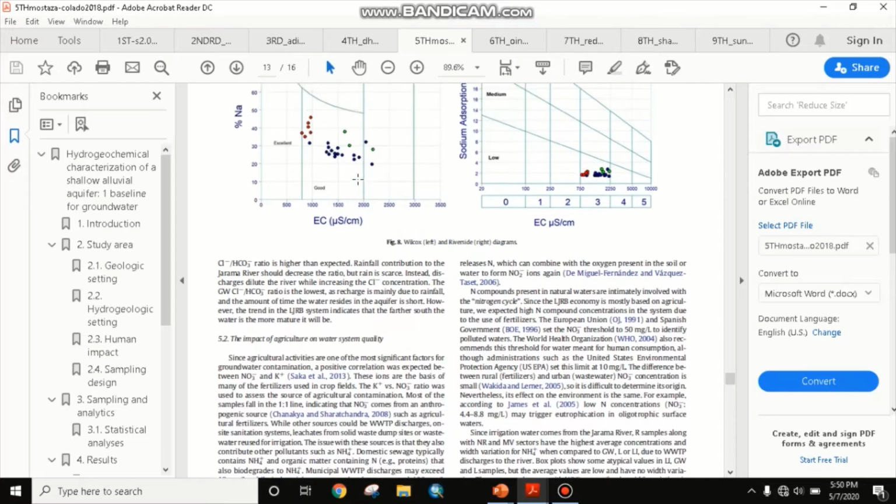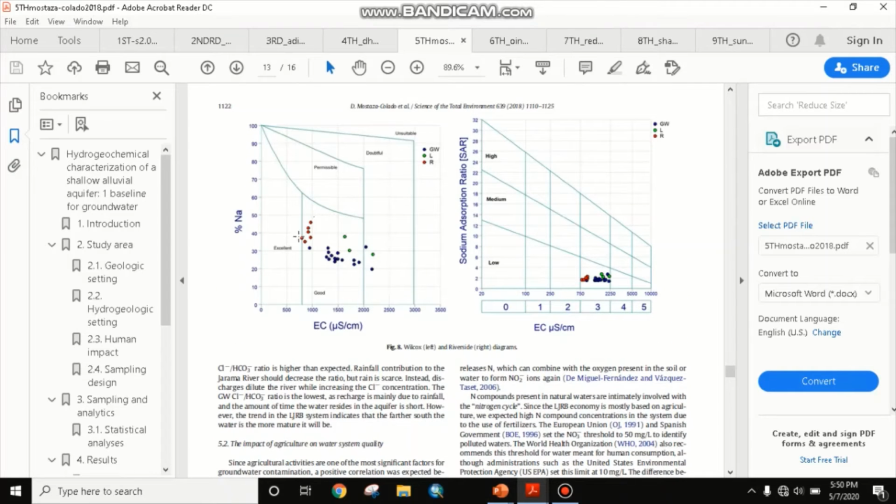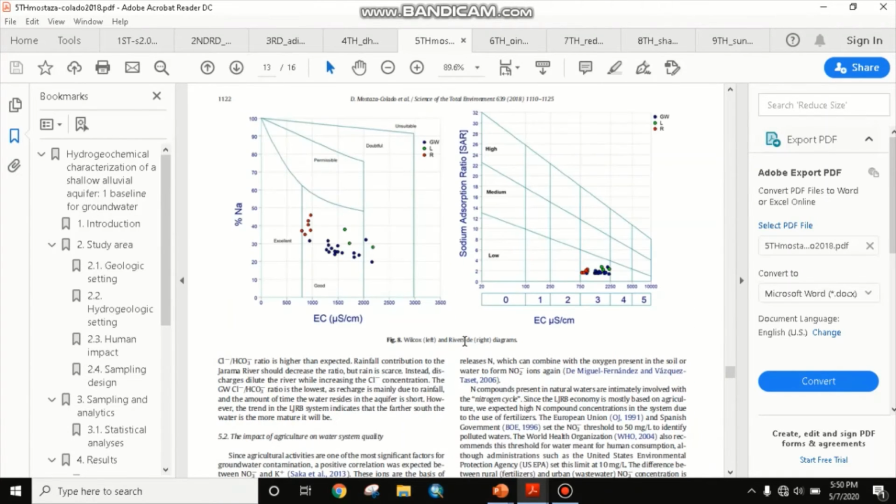They have given very little interpretation over here, but you can easily analyze from this that the water quality for irrigation is very good here, and 3 samples are doubtful. So this is the interpretation. By seeing the Wilcox diagram we can easily analyze it. So let's have a look at our next paper.